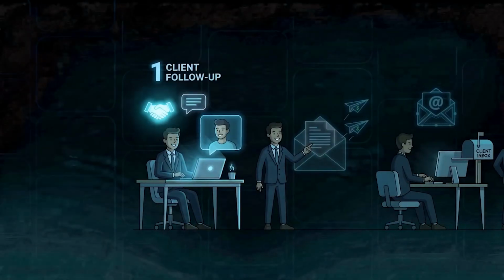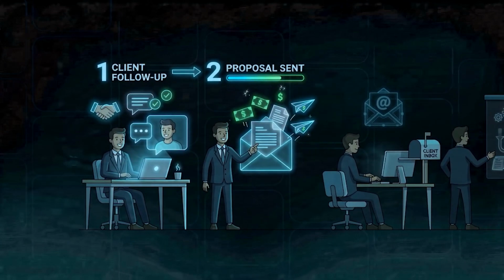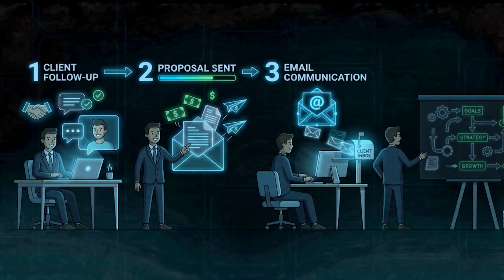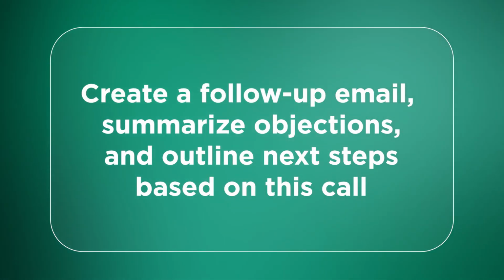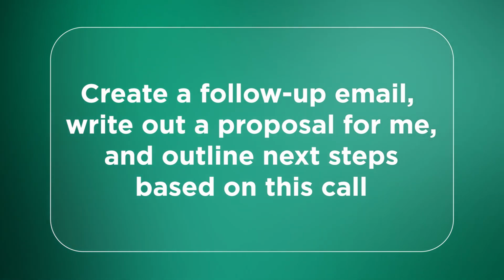The first workflow that I want to speak about is a sales call. Now, normally when you have a sales call, there's some kind of follow-up afterwards. Sometimes you need to send out a proposal, and sometimes you need to send out a follow-up email and build a plan for what your next steps are. So you can use a simple prompt like this. Create a follow-up email, summarize objections, and outline next steps based on this call. If you need to send out a proposal, your prompt can look something like this. Create a follow-up email, write out a proposal for me, and outline the next steps based on this call. These are 2 different prompts that you can use for your sales process.